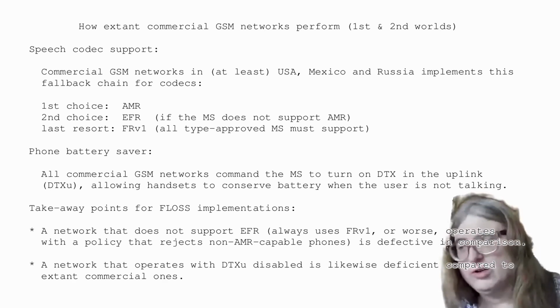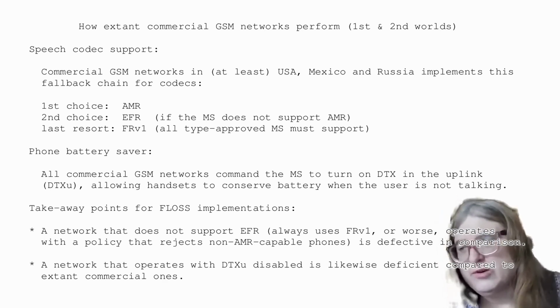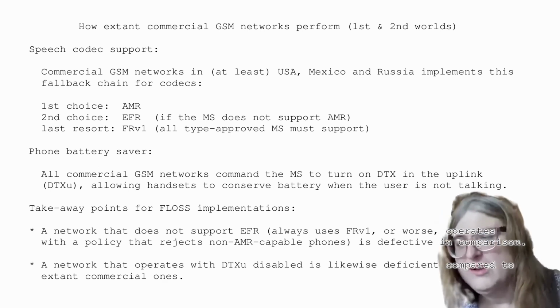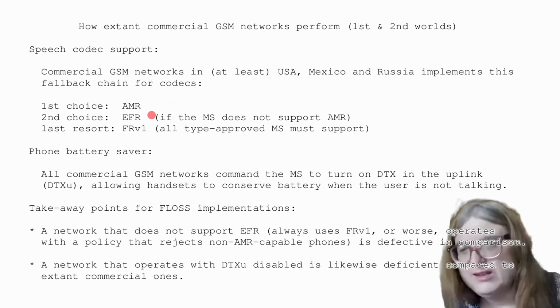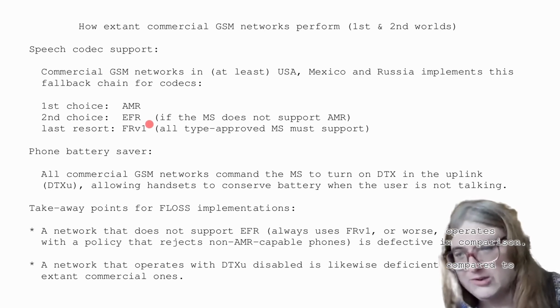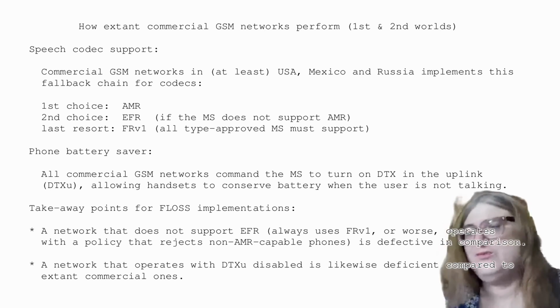However, if your phone is so old that it does not support AMR, or alternatively, if you have tinkered with the firmware on your phone and made it transmit a better capability information element to lie and say to the network, no, I don't support AMR, then you get EFR as your second choice fallback. And if your phone is so old that you don't support either one of those, then the network will fall back to FR1, which always has to be there. Every phone supports FR1, or at least every type approved supports FR1.